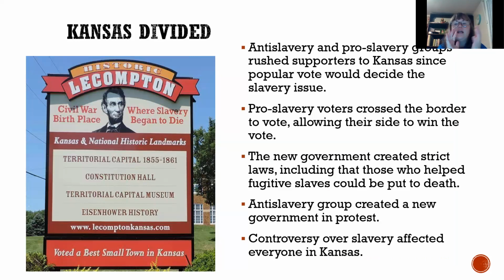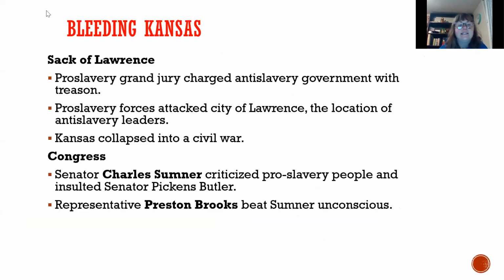So anti-slavery and pro-slavery groups rushed supporters to Kansas since popular vote would decide the slavery issue. Pro-slavery voters crossed the border to vote, allowing their side to win the vote. The new government created strict laws, including that those who held fugitive slaves could be put to death. Anti-slavery groups created a new government in protest. Controversy over slavery affected everyone in Kansas.